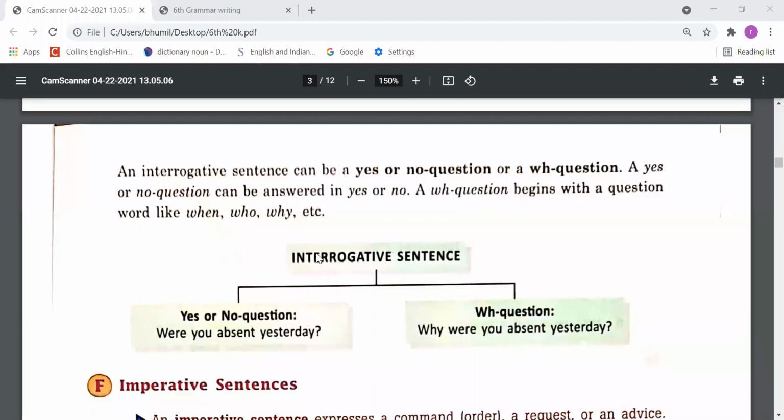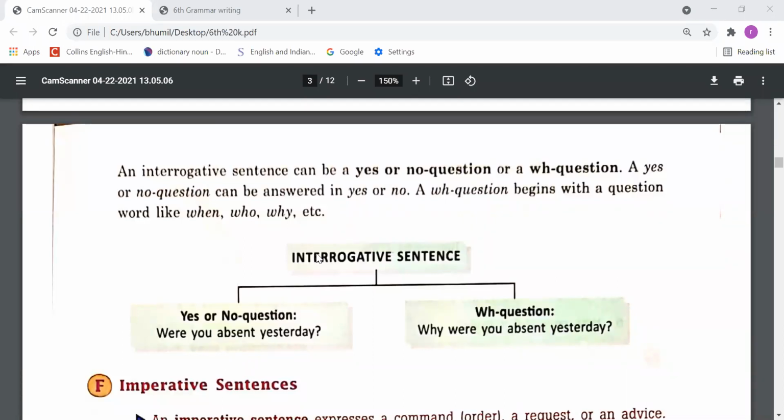So dear student, in this we have to understand whenever we put any question in front of anyone, those types of sentences are called interrogative sentences. Secondly, these interrogative sentences are further divided into two parts. One is called yes or no question. Second is called WH question. When we can respond to the question either in yes or no, that is called a yes or no question. But when we can't respond in yes or no, that is called a WH question.